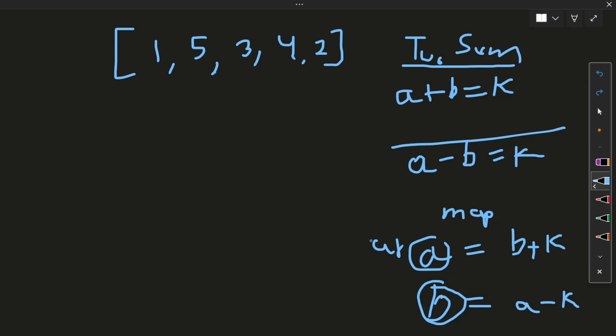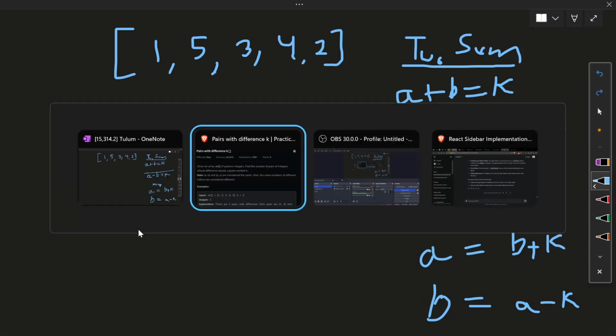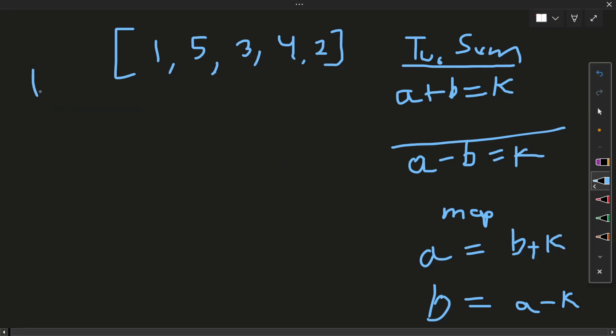So let's try to solve this. First we have 1, and let's take k. What is the k here? Here k is 3. So our k is 3. We need to check, this is our first number. 1 plus 3, is it present in our map? 1 minus 3, is it present in our map? No, initially our map is empty. So now we need to store this number. So we need to store 1. The frequency of 1 is 1.